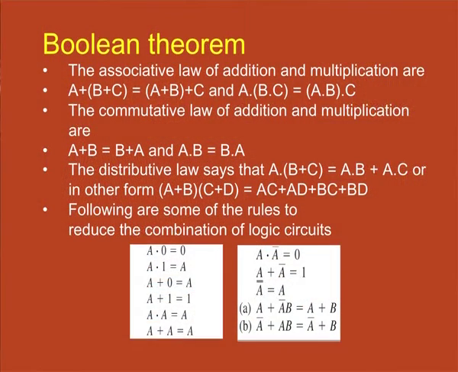Next we will discuss the Boolean theorems. We gave a flavor of Boolean theorems when we discussed the AND gate and OR gate. Here we will discuss in detail how these theorems are useful in different types of logic operation. The first theorem is the associative law of addition and multiplication, and when we say addition and multiplication, they explicitly represent the OR and AND operations from the OR and AND gates.